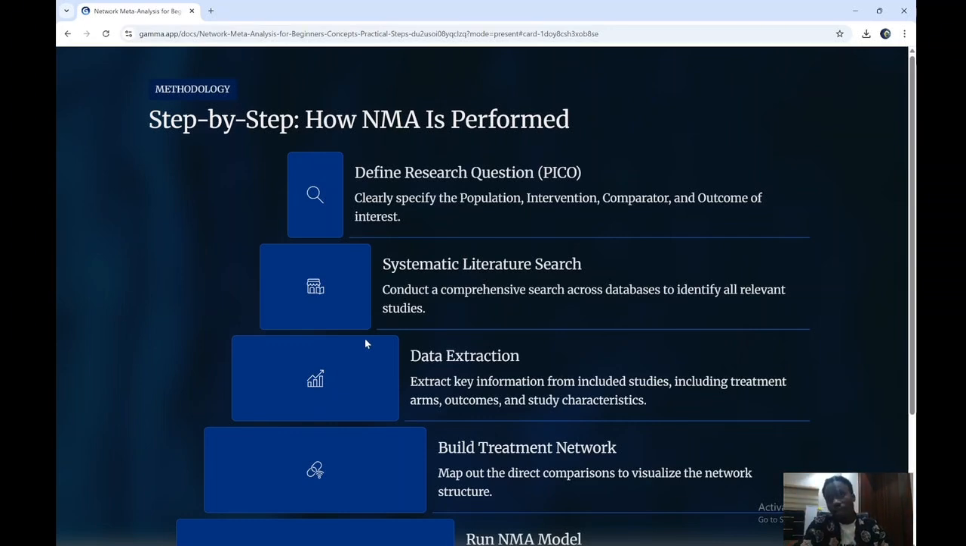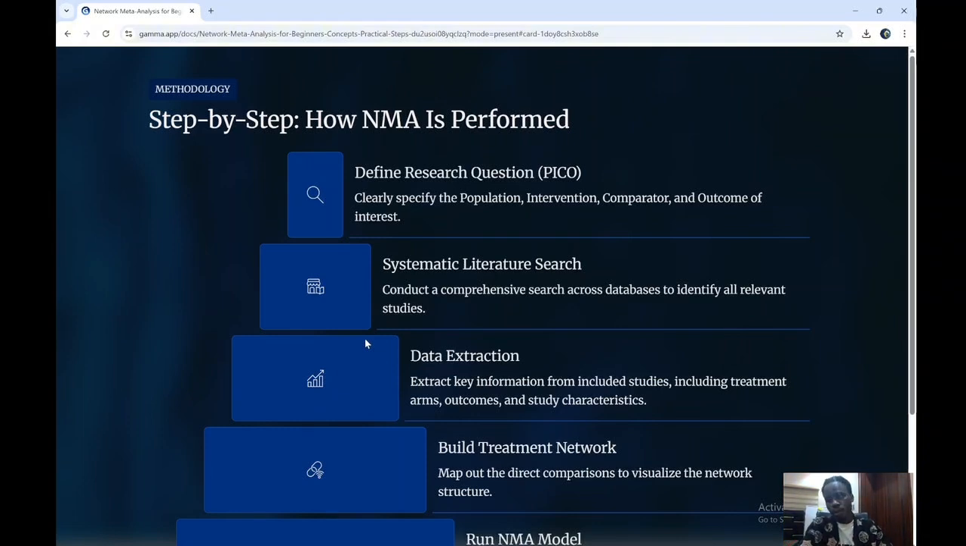Then the next thing you're going to do is a systematic literature search. That means you're going to search several databases like Cochrane Central, which is one of the best databases for identifying trials. You can search ClinicalTrials.gov. You can also search Embase via Ovid, Medline via Ovid, Scopus, and PubMed. And there are a lot of repositories out there that are going to be very important for your search.